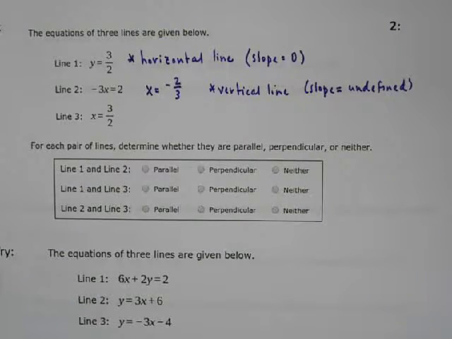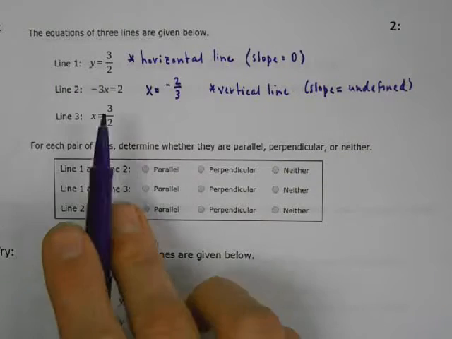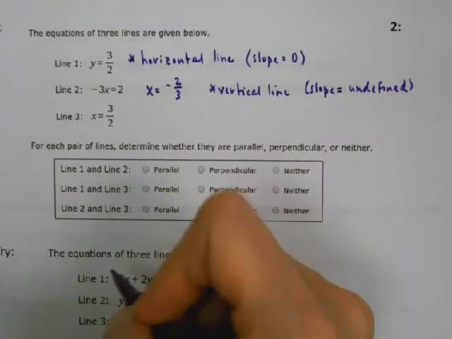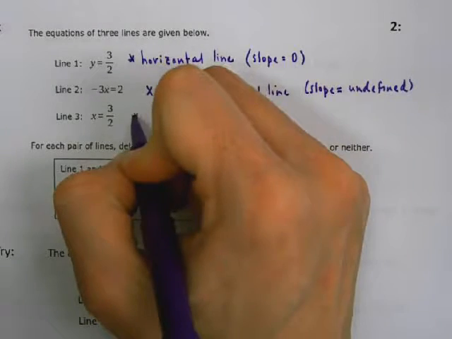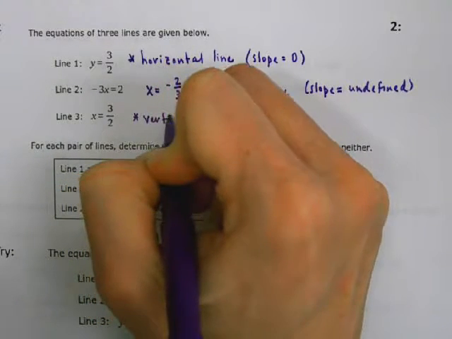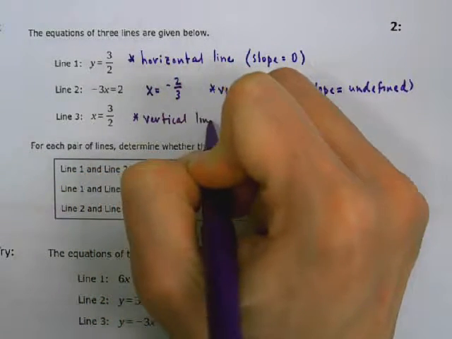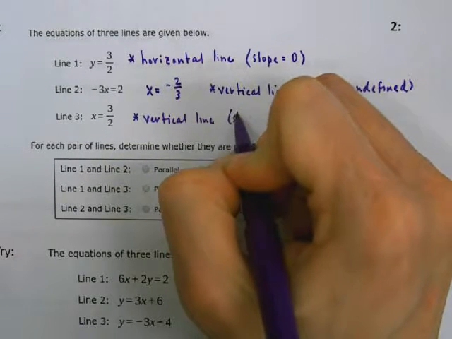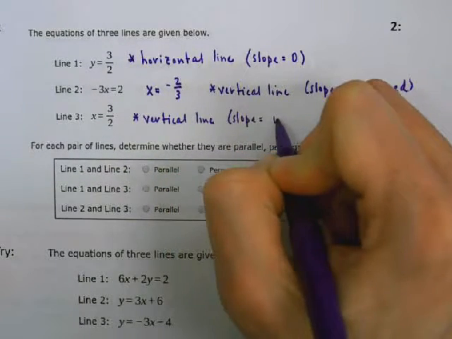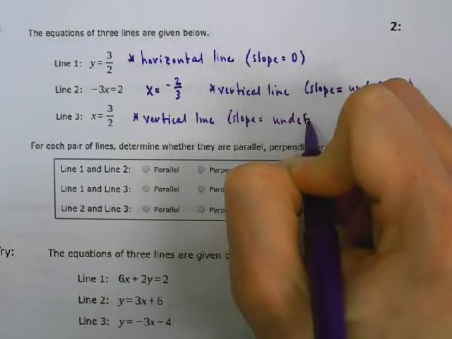See if I can focus this a little better. Sorry about that. All right, and then last off here, I have x equals 3/2. Again, this is a vertical line. Okay, and the slope is undefined.